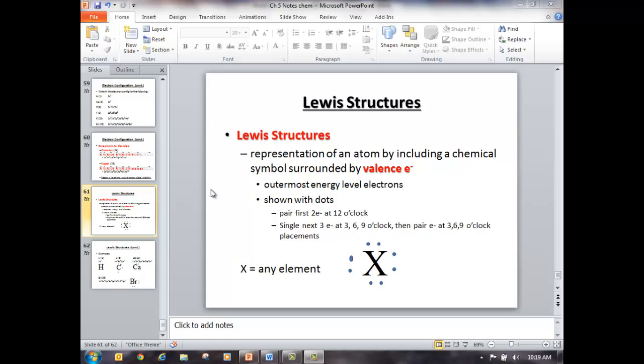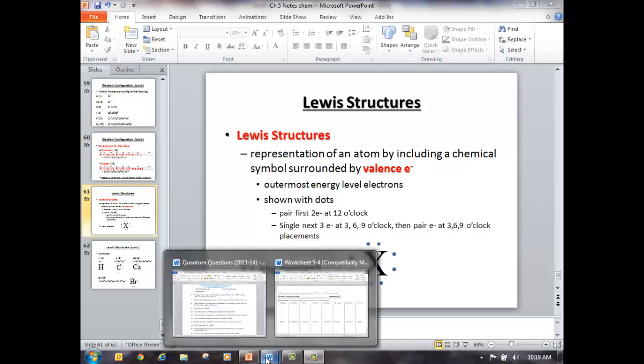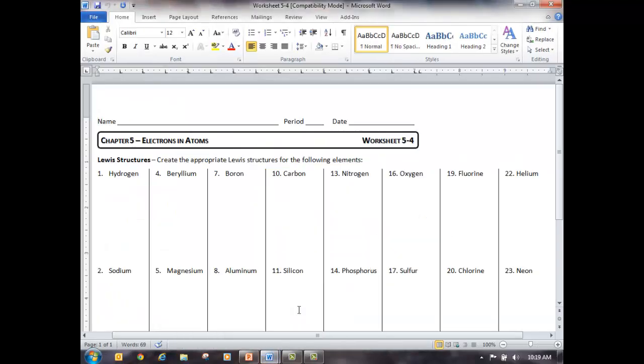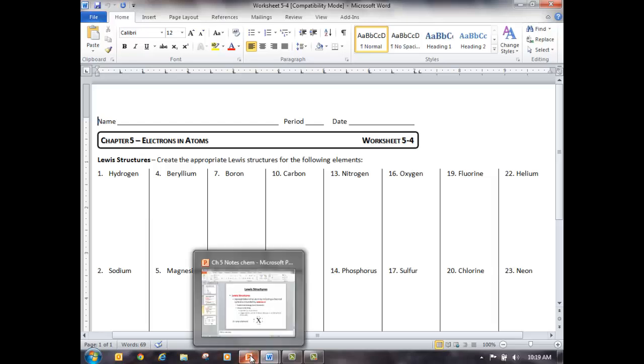Our last section of Chapter 5 on the back page of the packet is on Lewis structures. What we're going to be looking at today, you'll need to have your notes out and then also grab your Chapter 5 worksheet, or Chapter 5-4 worksheet, out. You'll be using this shortly, so have both of those available when we get started.